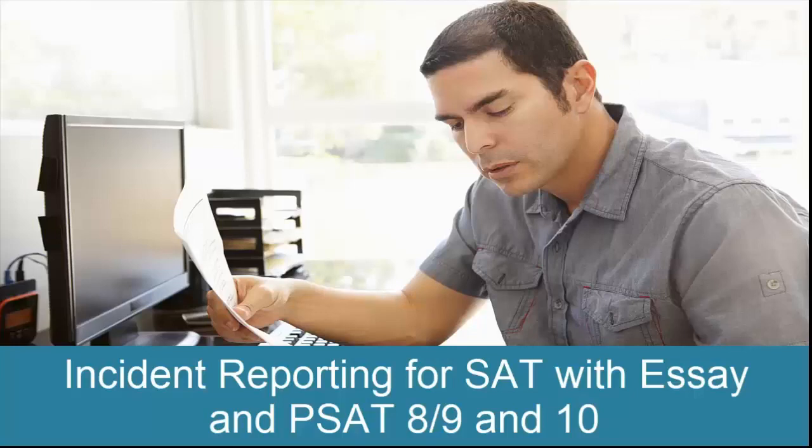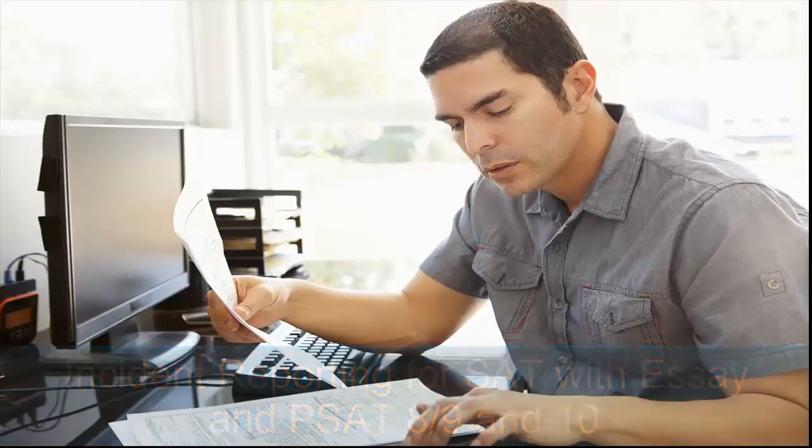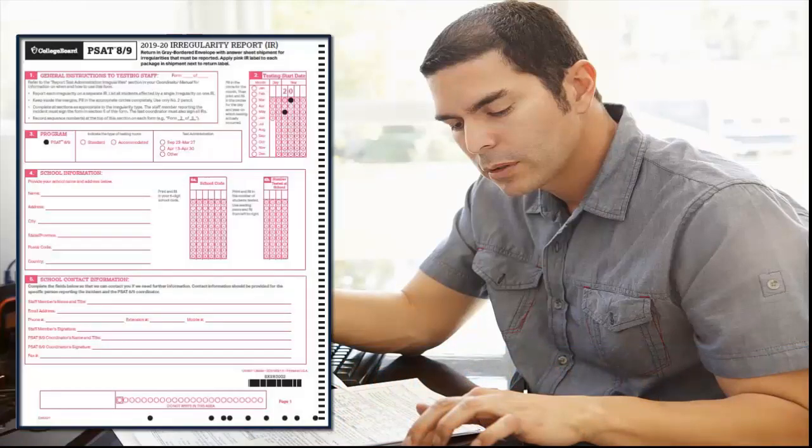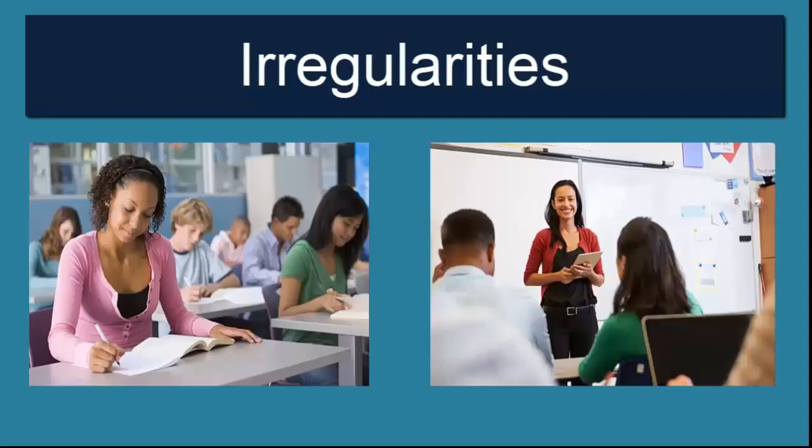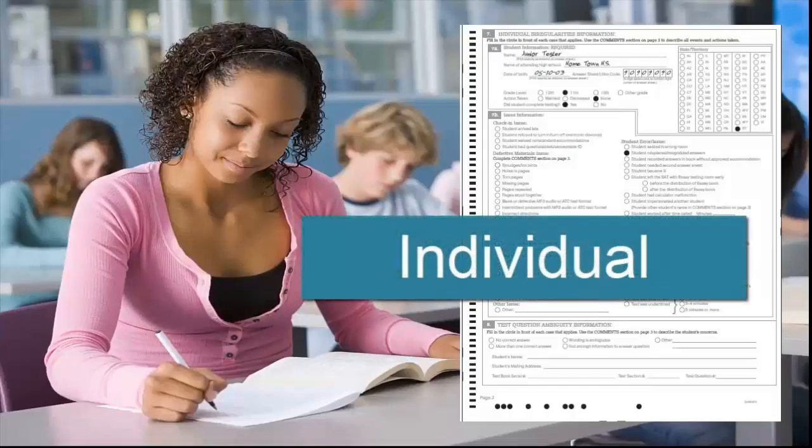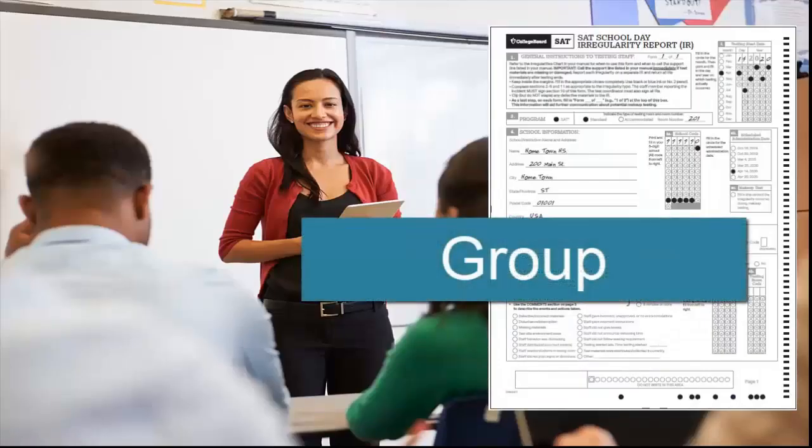Incident reporting for SAT with Essay and PSAT 8, 9, and 10. SAT with Essay and PSAT 8, 9, and 10 test coordinators will need to file an irregularity report, IR, for any irregularities that occur during testing. There are two categories of irregularities: an individual irregularity involving one student, or a group irregularity involving all or a portion of a testing room or the entire testing site.